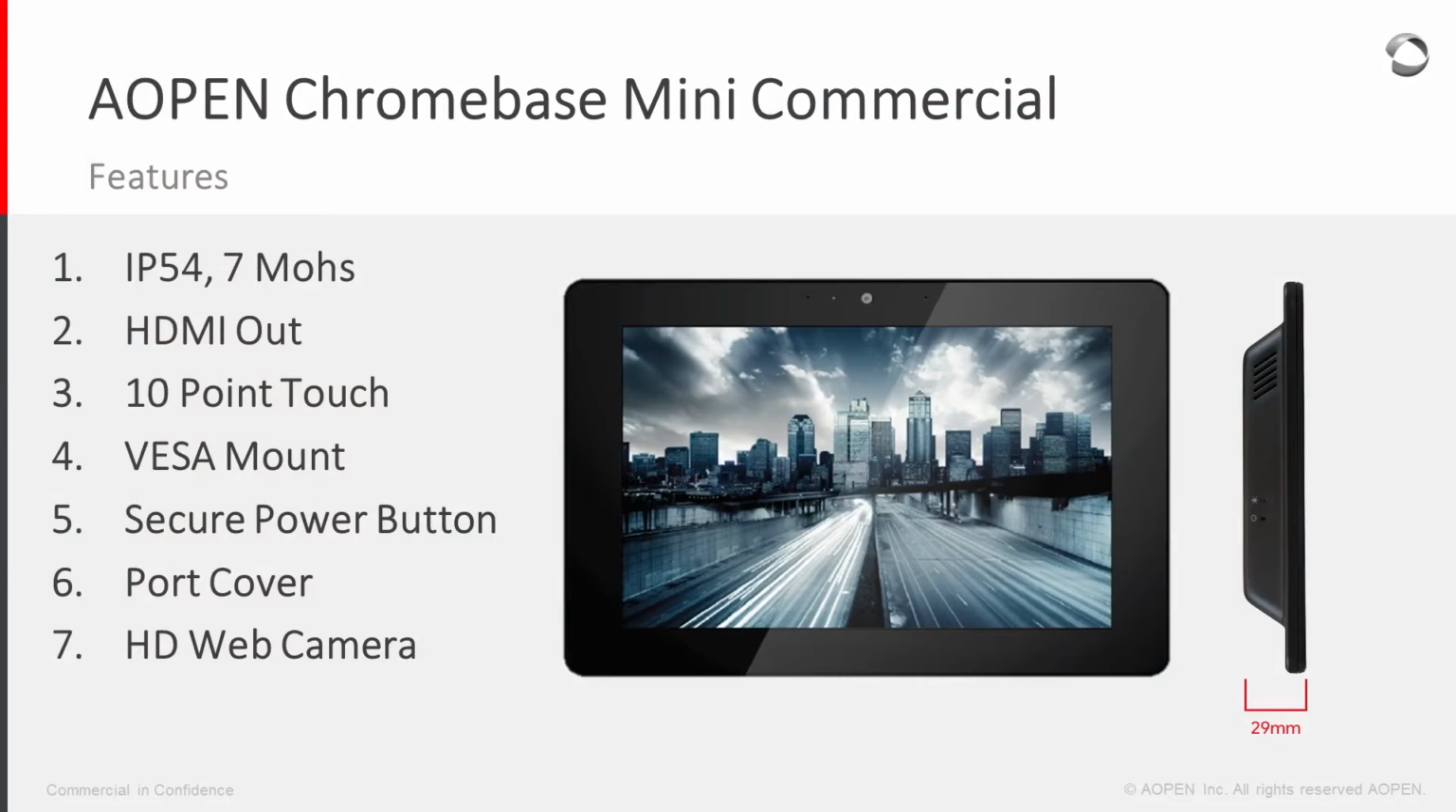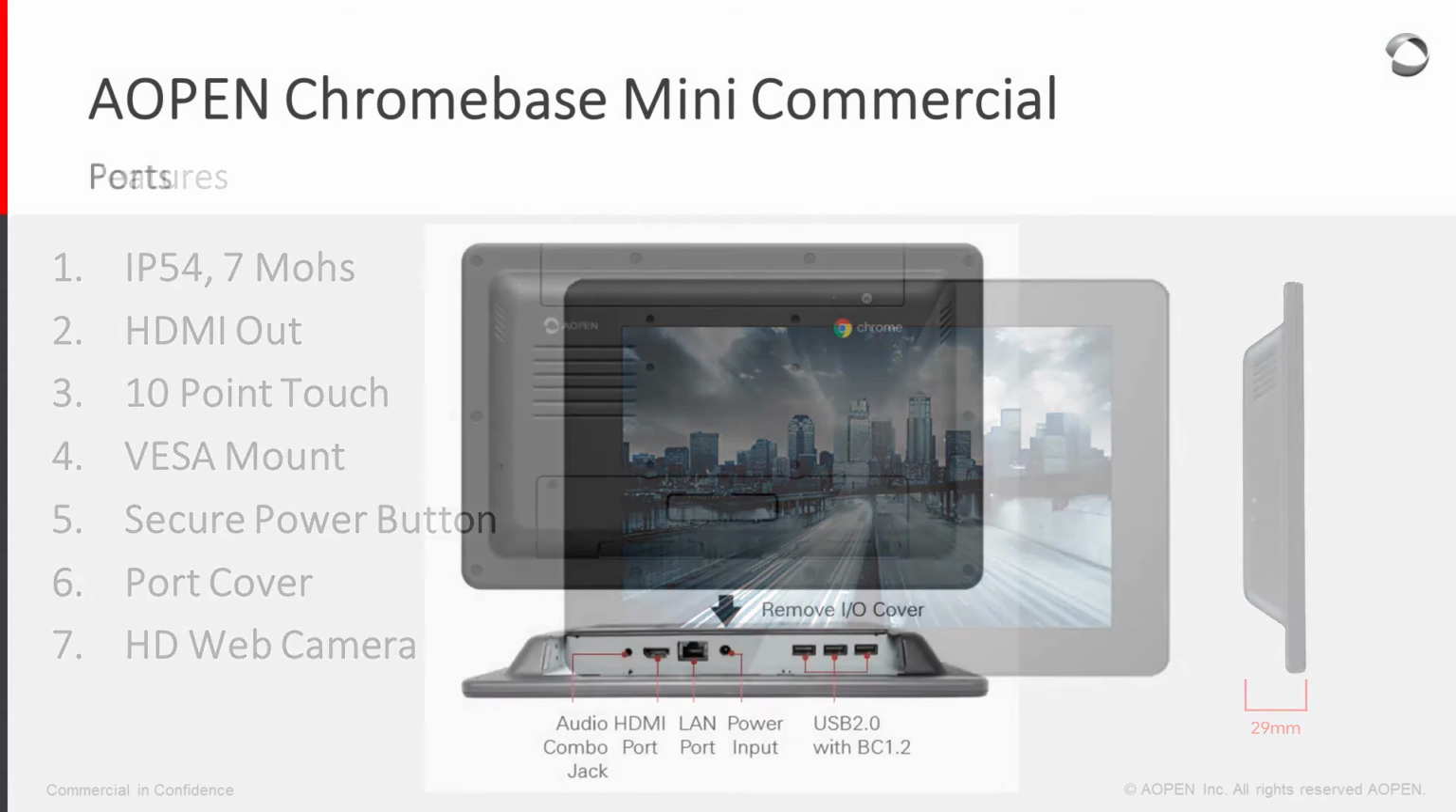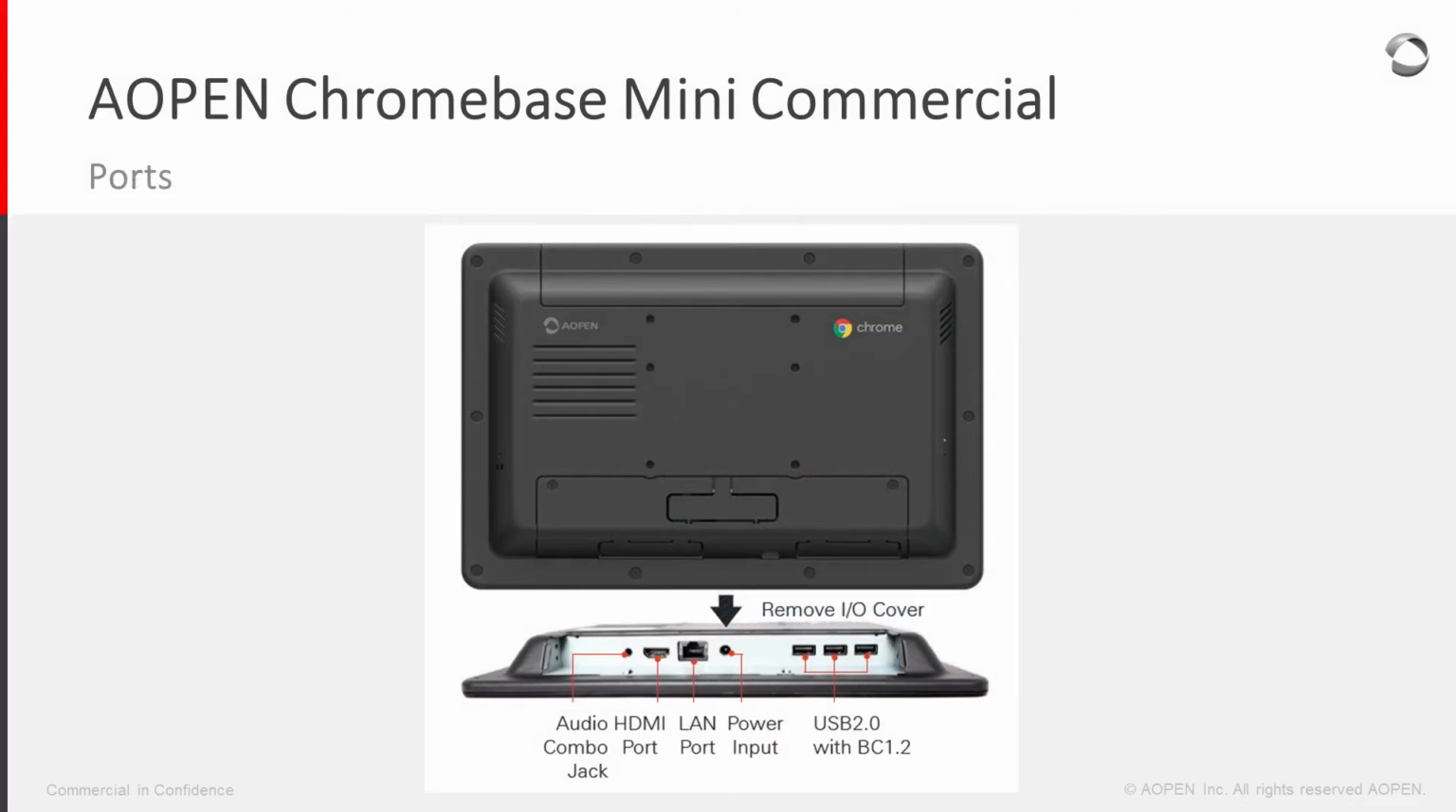So IP54, 10 point touch. It also has the same tamper-proof switch on the side, and it also comes with a cover on the back to cover up all the ports, right? The one thing the Chromebase Mini still maintains is that extra HDMI port. It can drive a full HD screen. So this, once again, can be in an application where it has some sort of number or selection thing, and it can drive an HD video wall if you want.